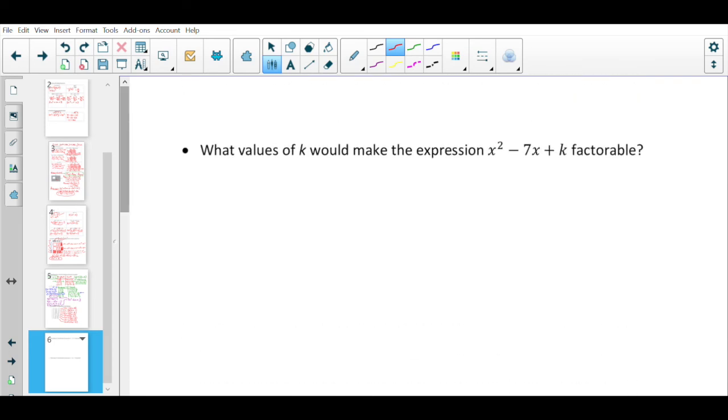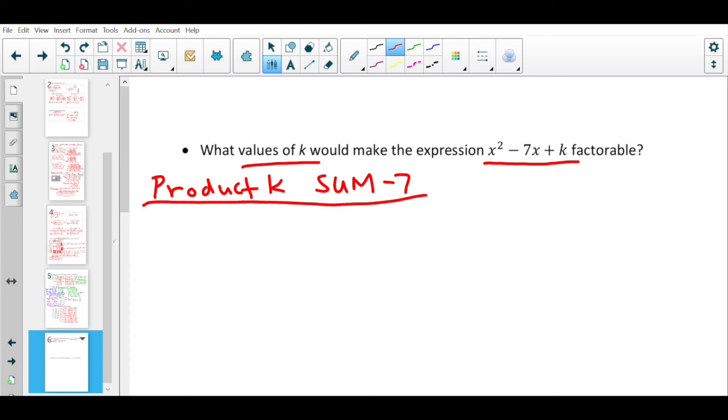Remember these kinds of problems. What values of k would make the expression x squared minus 7x plus k factorable? So, set it up like your table. Product of k, and the sum this time is negative 7. Okay? What multiplies to k and adds to negative 7?